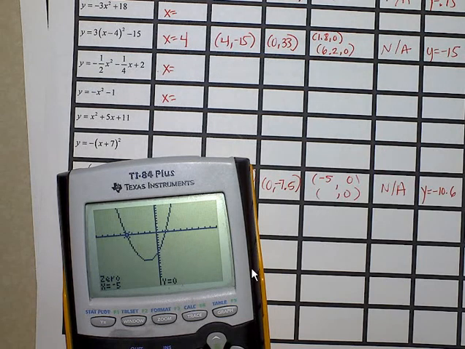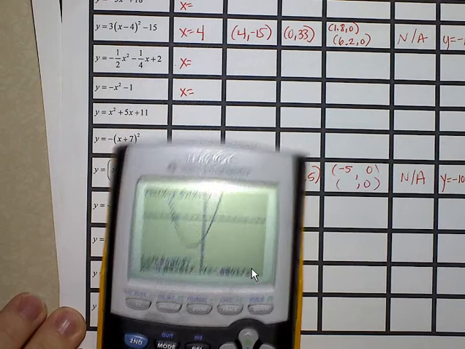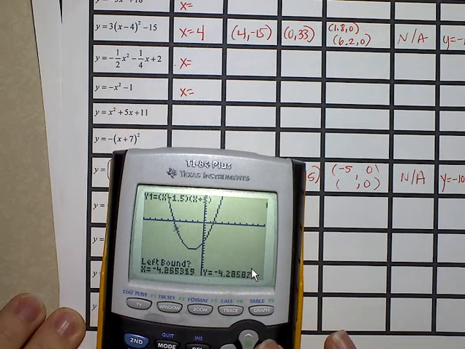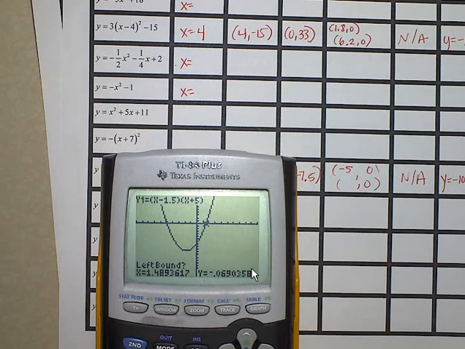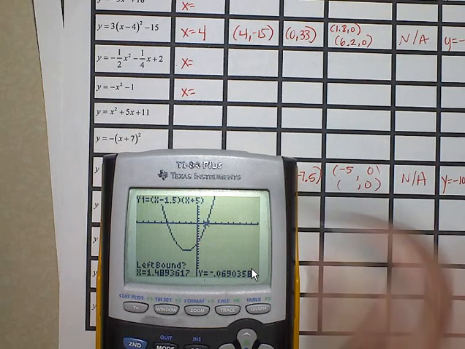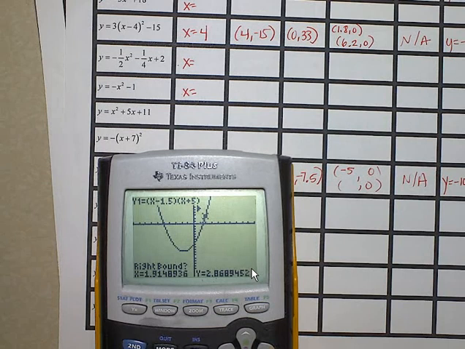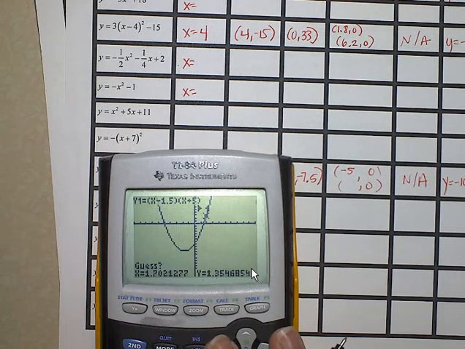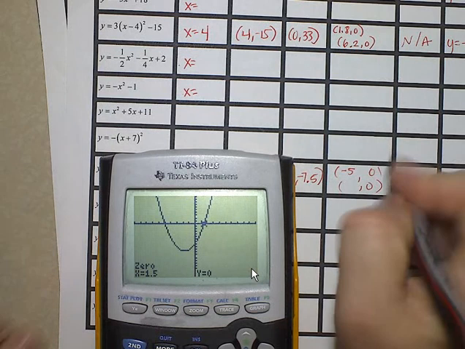Okay, we're going to do the next one. Second, trace, 0. I'm going to take the cursor and continue to hold it down until I get to the next x-intercept, and I'm going to follow the directions. Left bound, you're in a car and this is your road. Is left bound below or above? So go somewhere below, press enter. Go somewhere above, press enter, and now go over the top and press enter. And 1.50 is the other.